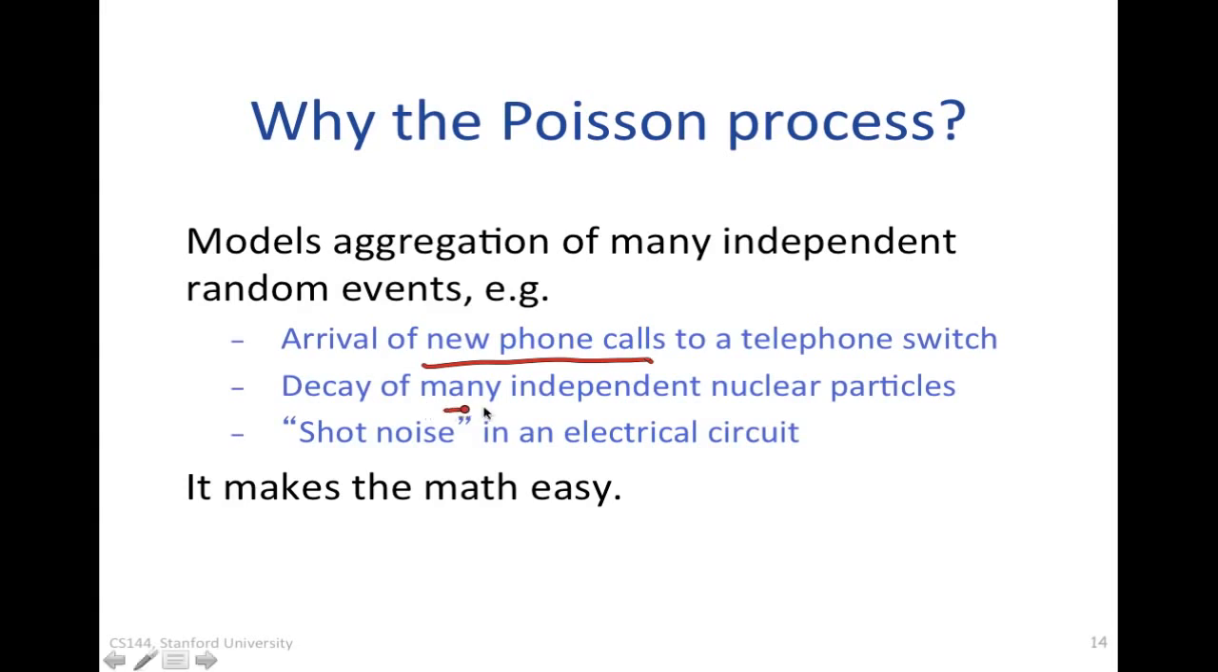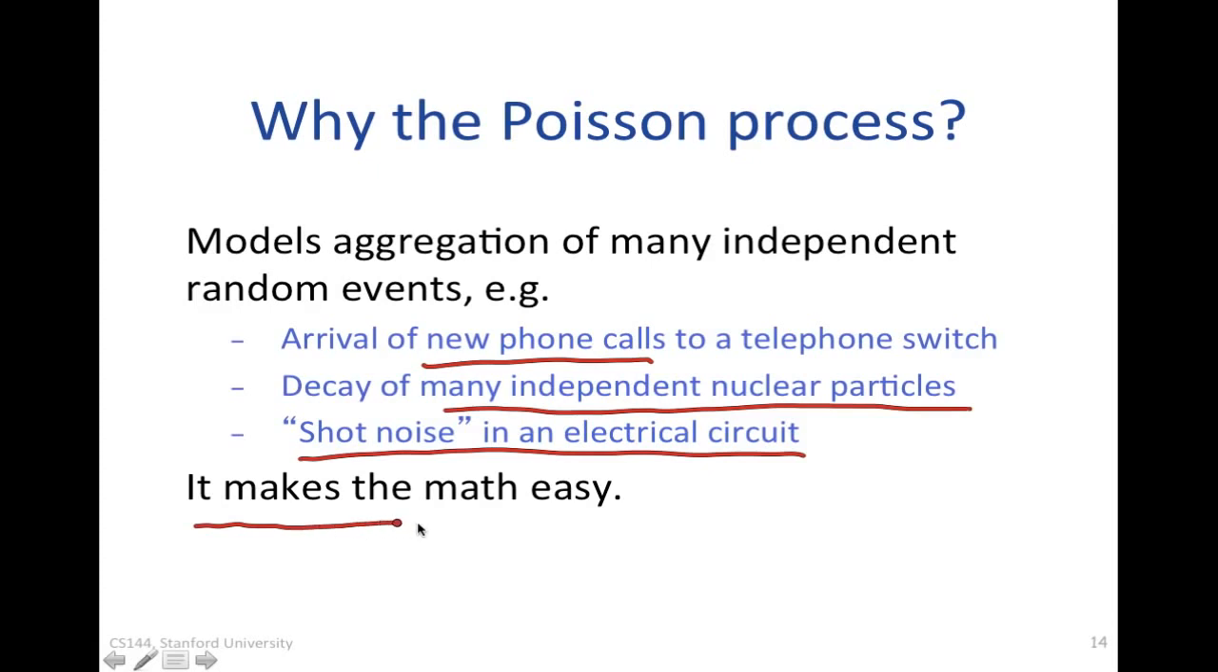Or the decay of many independent nuclear particles, where we have a huge number of particles all operating independently of each other. They will decay at certain times. That decay, as an aggregation of many random events, tends to a Poisson process as we have a large number of particles. And you may also be familiar with shot noise in an electrical circuit, which is also modeled as a Poisson process. The final thing: despite the complexity of the equation on the previous slide, it actually makes the math very easy. And this is a big reason that it gets used very widely as well.